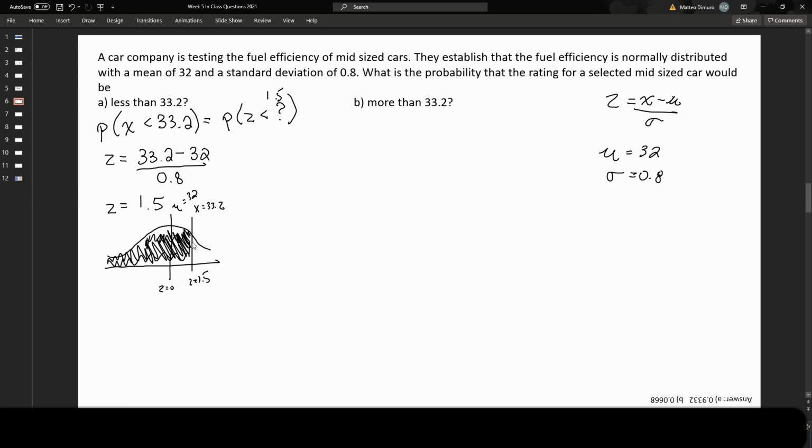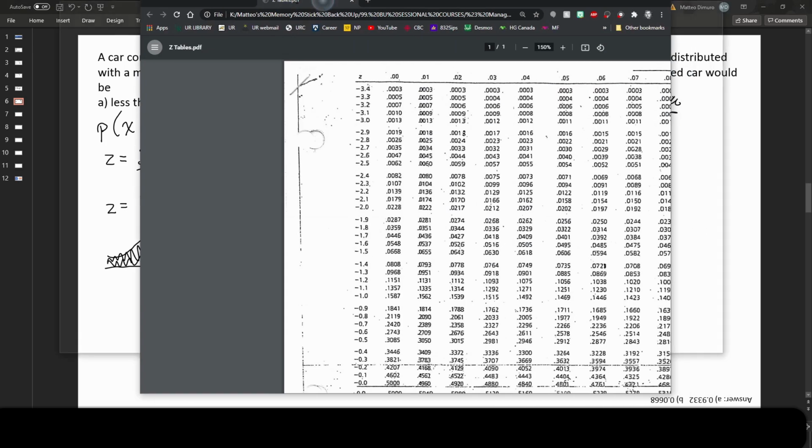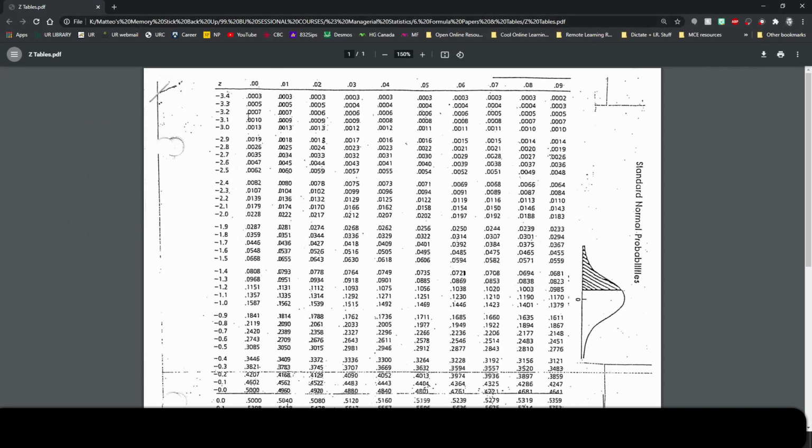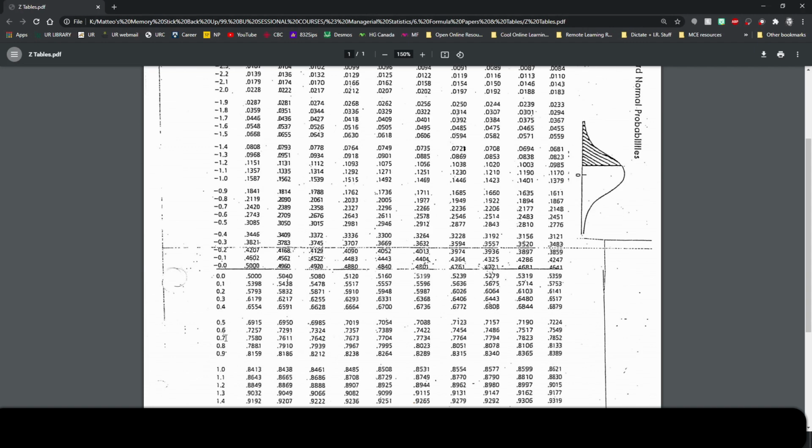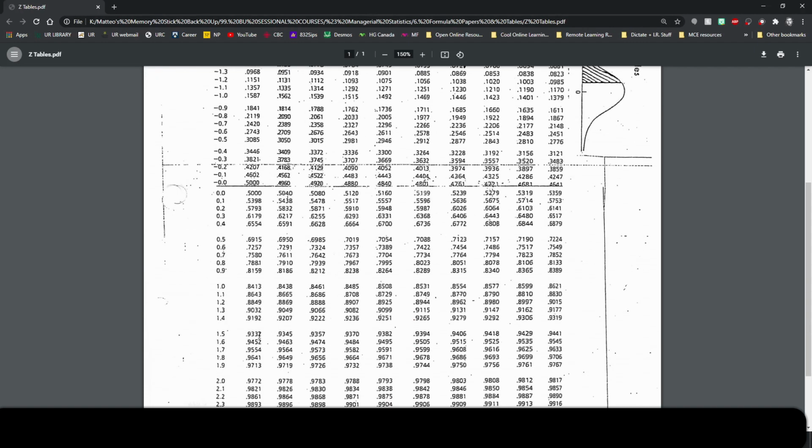So we're looking to the left of that. Now, when you bring up your z-score table, here it is, looking for 1.5. So 1.50, first column, 0.9332.